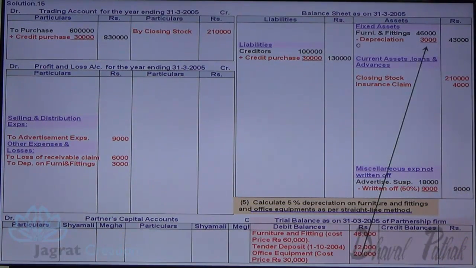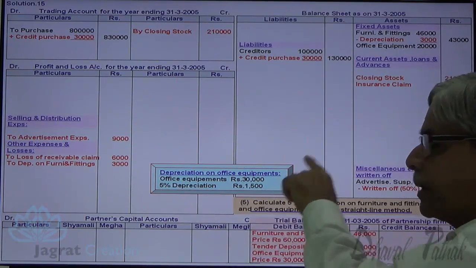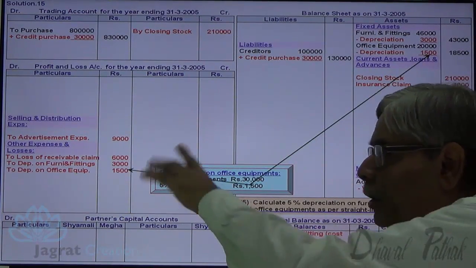Same way office equipment 20,000 appears on the balance sheet asset side. Depreciation thereon is calculated on the cost, 30,000. So 30,000 into 5%, 1,500. So 1,500 is deducted from office equipment and debited to profit and loss account.